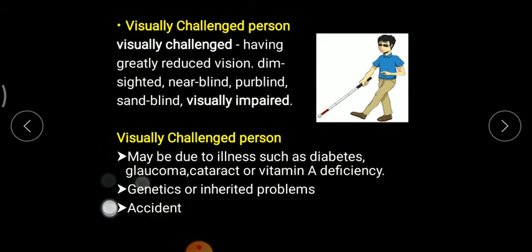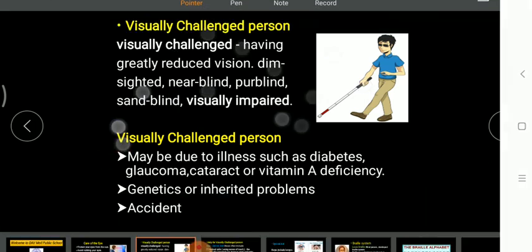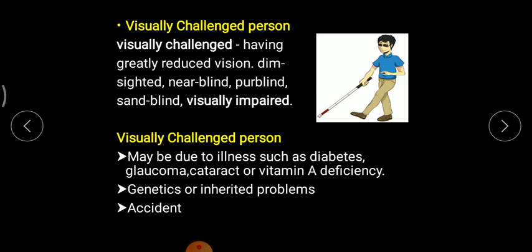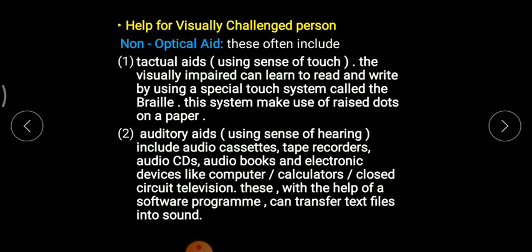So these are certain things in which visually challenged persons do exist. Now, how can one help a visually challenged person? There are certain things one should make sure of, like using non-optical aids for a visually challenged person. How can a normal human being help a visually challenged person? He can provide non-optical aids.